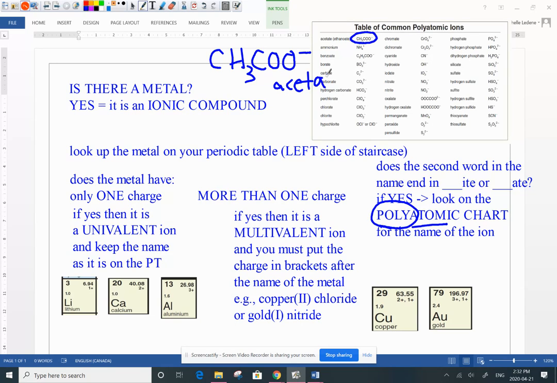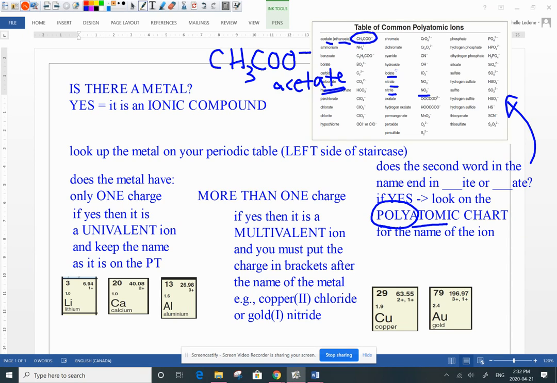So again, if you find an ATE ending or an ITE ending, that automatically means you go up here and you look at this polyatomic table. Okay, now this guy, you see him as acetate. He has another name, ethanoate. Okay, so you see some ITE ions, nitrite, nitrate, iodate. Okay, so a lot of them have those ITE or ATE endings.